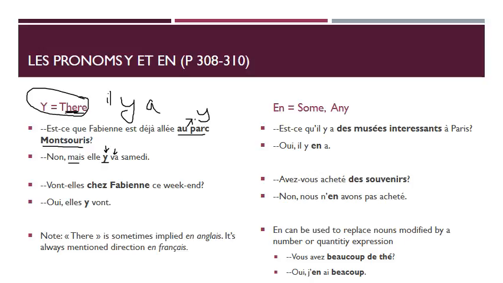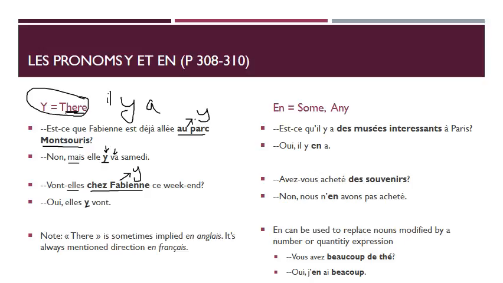So another example, vont-elles chez Fabienne ce weekend? So are they, obviously a bunch of girls, going to Fabienne's this weekend? Now chez Fabienne, obviously chez is the house of. So are they going to Fabienne's house this weekend? This whole phrase can be replaced with one letter, Y. So if the girls are going there this weekend, then you could say oui, elles y vont.